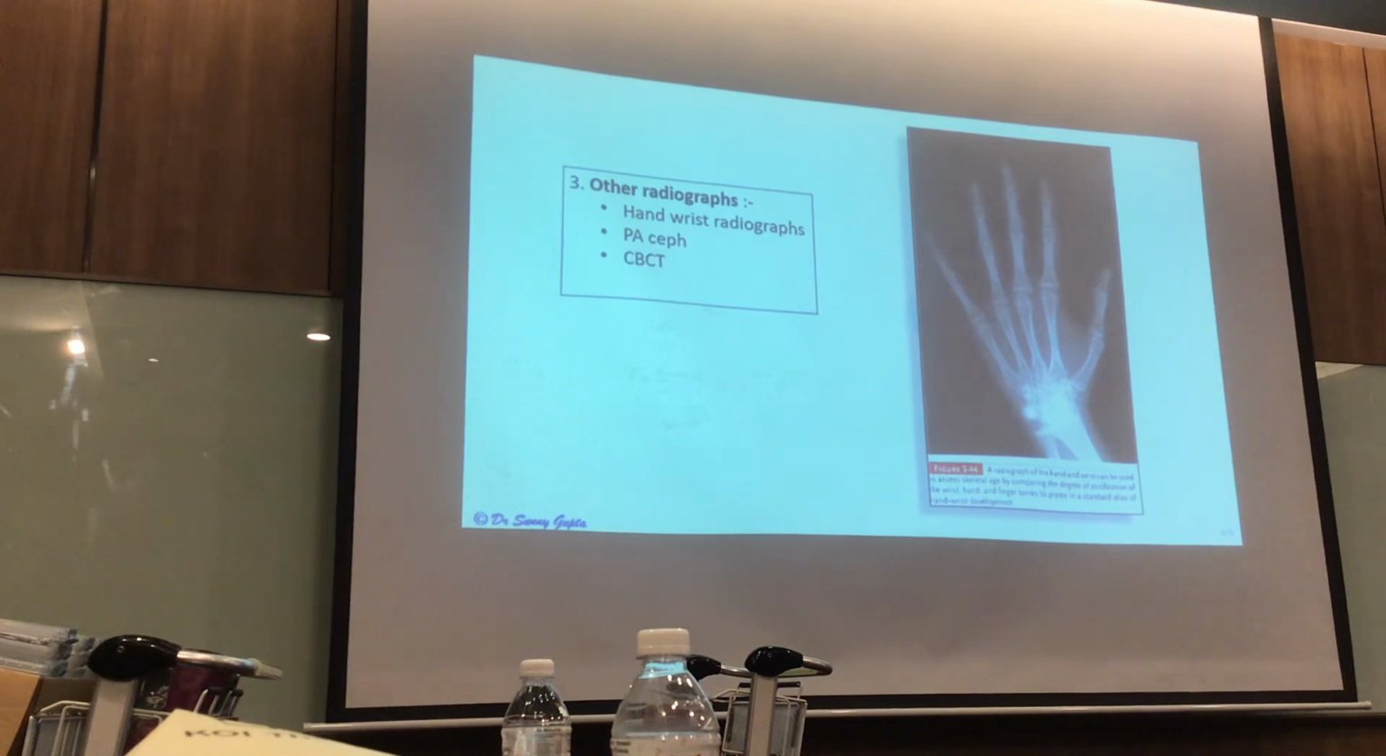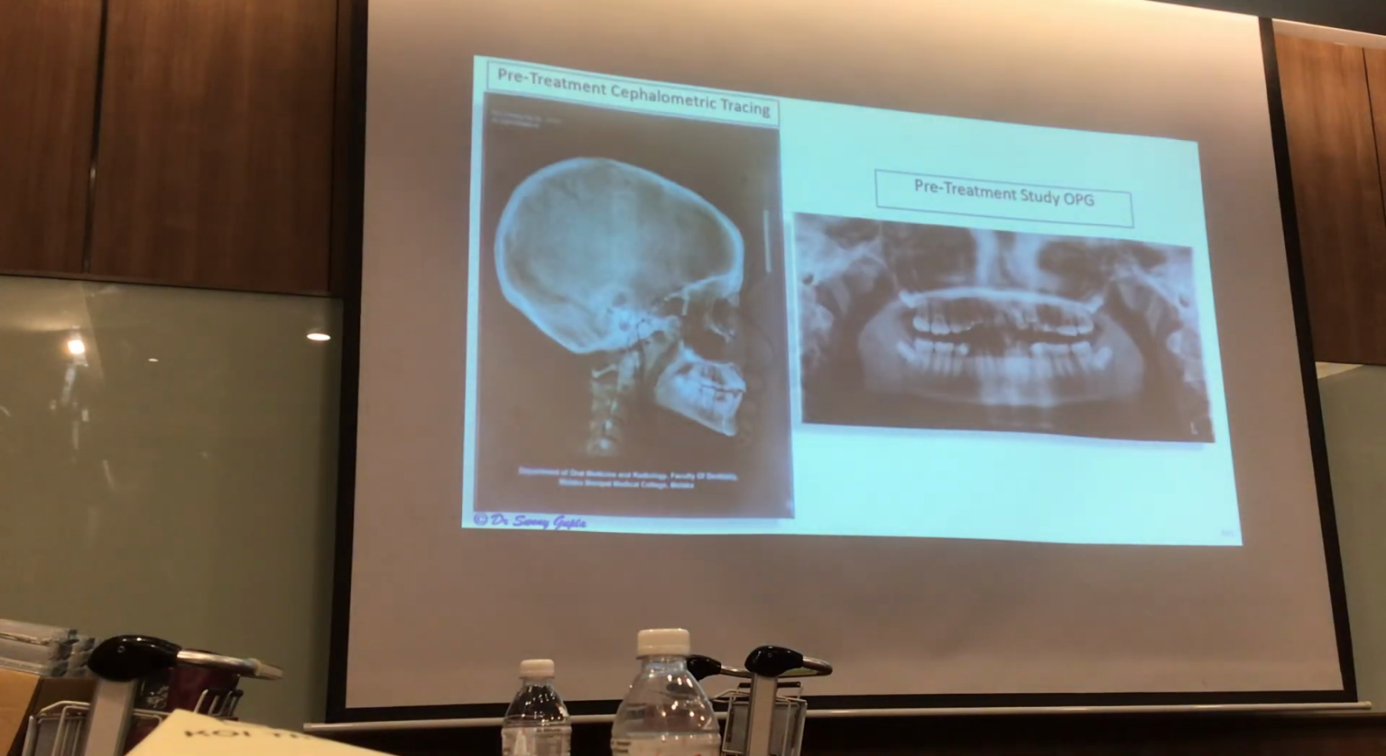Now other radiographs can be a PA skull or a hand-wrist X-ray. We have discussed this, it is not needed. So these are the two most important X-rays which we will use in our clinical practice, and we will discuss more about them. So first, what are we looking for?